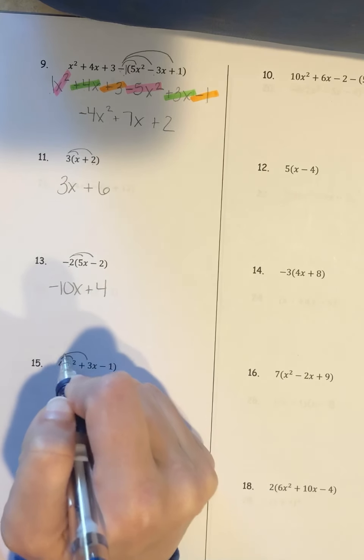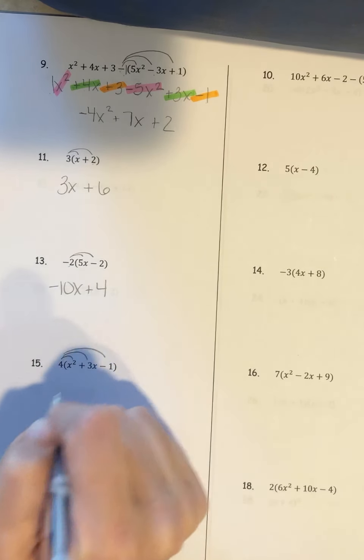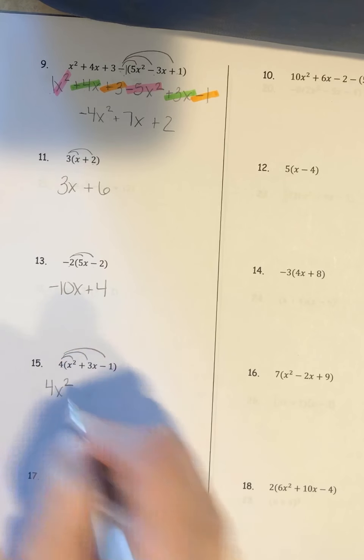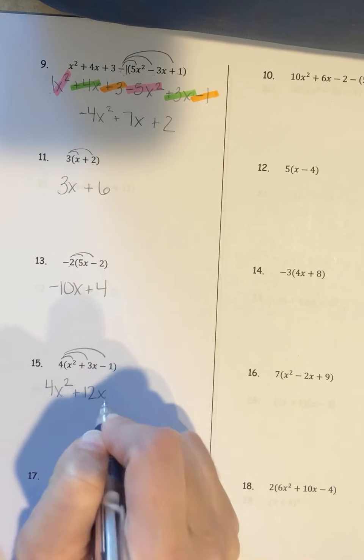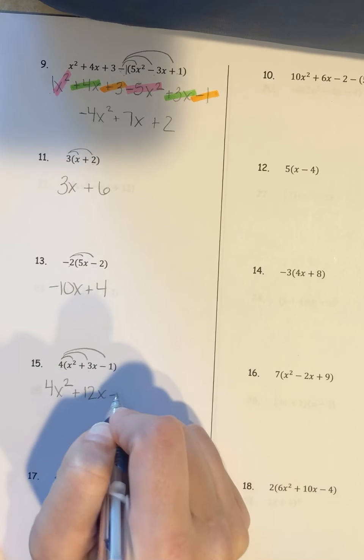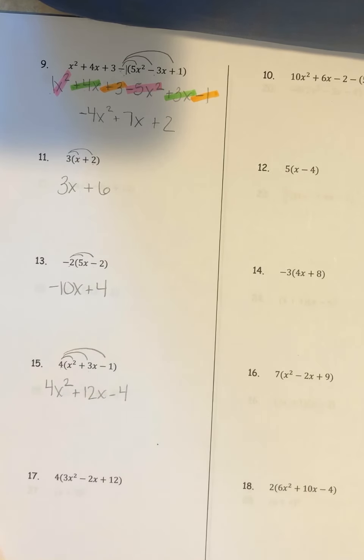I need to distribute the 4 to all of my pieces. 4 times x squared is 4x squared. 4 times 3 is 12x. And 4 times -1 is -4. Again, none of those are alike, so there's no like terms that I have to combine.